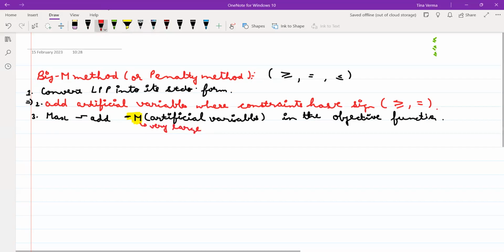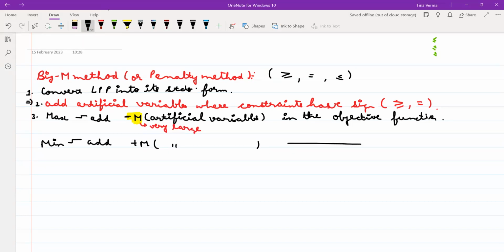And the same, if you have the case of minimization, then add plus M into artificial variables in the objective function. The rest of the steps are as it is in simplex. The most negative enters for maximization, then you decide your leaving variable. Those steps remain the same. You make the pivot element 1 and other elements 0. So all the steps remain the same as in the simplex method.